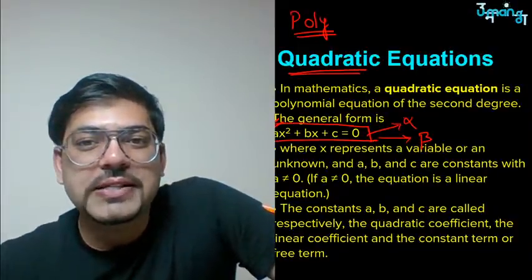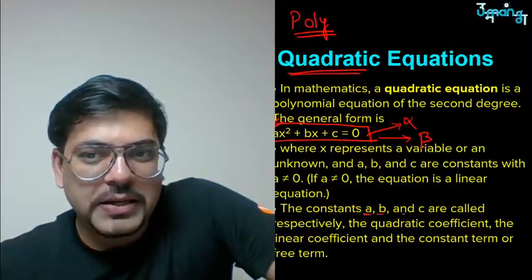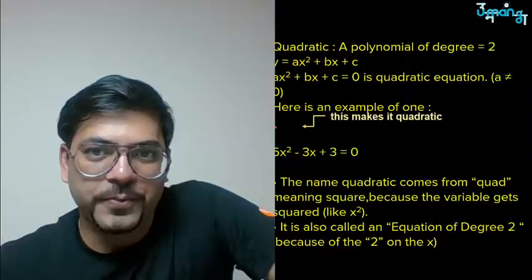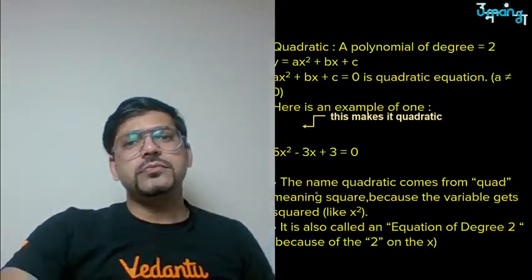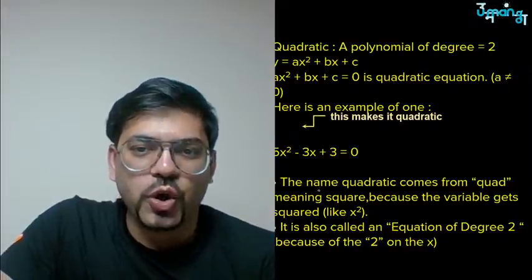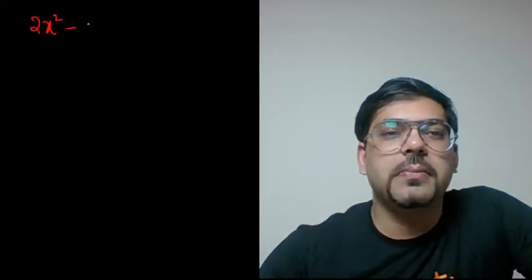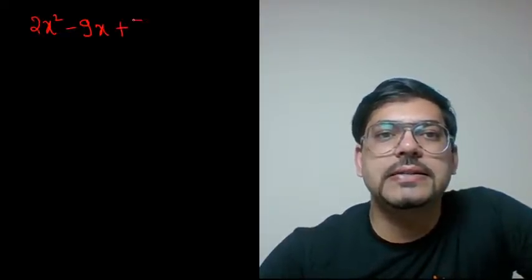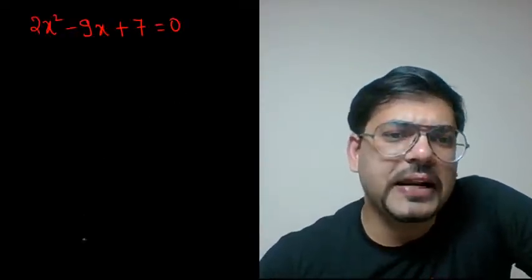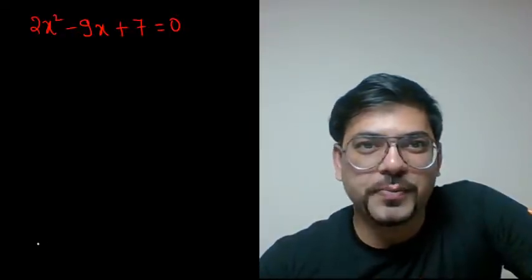Okay, chalo. So in this ax square plus bx plus c, I'm pretty sure you might be knowing that a, b, c are constants and x is the variable. Okay, chalo. So let's move on. Say for example, I have to find the zeros of a quadratic equation. So let me take an example: 2x square minus 9x plus 7 equals to 0. Say for example, I have to solve this question and I have to do middle term splitting to find the zeros of the polynomial.